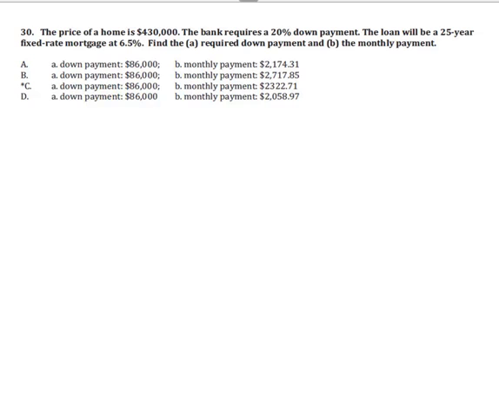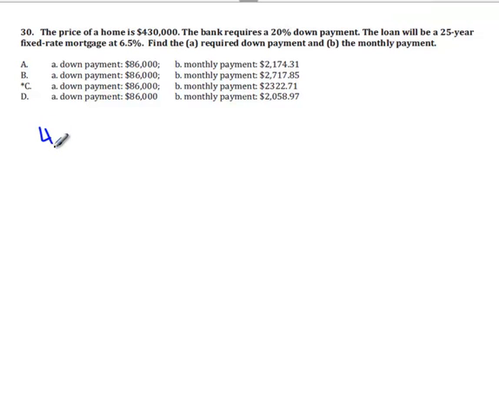Item number 30. The price of a home is $430,000. The bank requires a 20% down payment. The loan will be a 25-year fixed-rate mortgage at 6.5%. Find A, down payment, and B, the monthly payment.